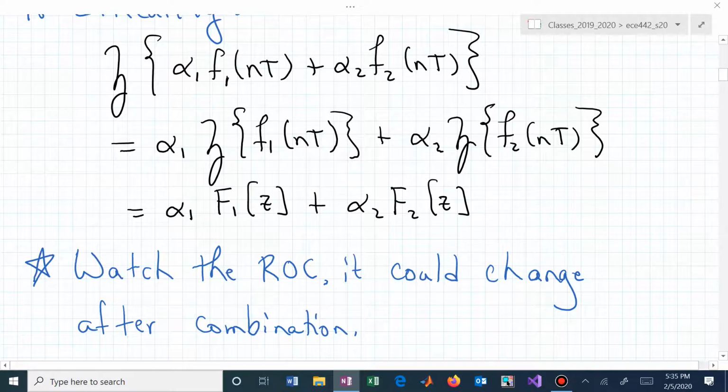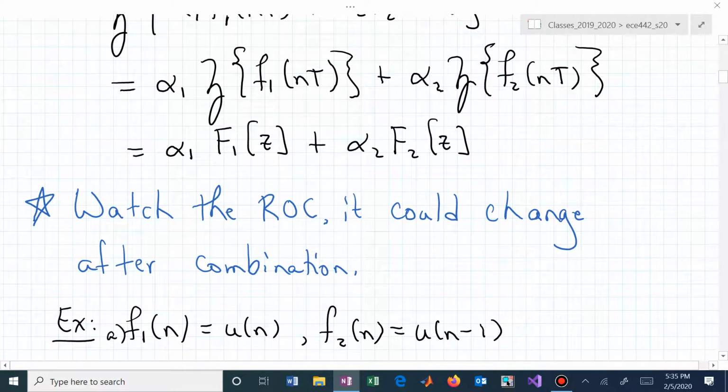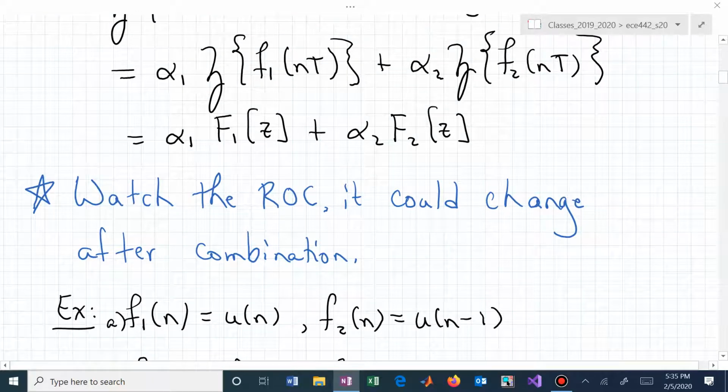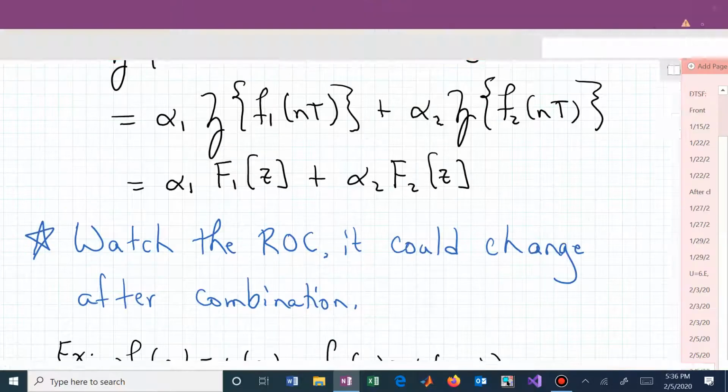Let's look at some examples, and as we do that, maybe we can use this as a little bit of a review. We're talking about how the region of convergence changes when we combine two sequences. In this example, which is a special example, let's look at one sequence, f sub 1 being u of n, where I want u of n to be the unit step.